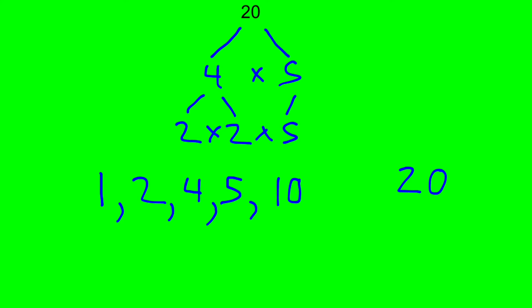Those are all the different pairs we can make. And the last thing we can do is multiply all 3. 2 times 2 is 4, times 5 is 20. And there are all our factors of 20. We got that by getting the prime factorization of 20. Fancy word.